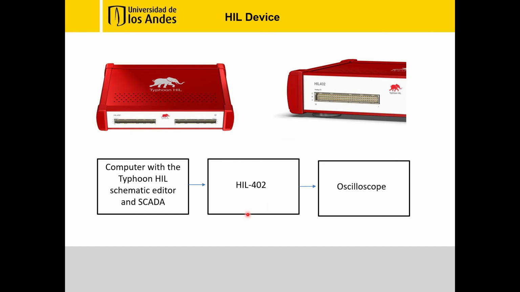Continuing with the oscilloscope testing, this simple block diagram shows the connections made. This setup consists of a computer with the Typhoon Hill software outputting the algorithm and the complete system to be processed by the Hill 402, which is a hardware in the loop system, and then again outputted to the oscilloscope to visualize the final sine wave and see its frequency. This is a simple connection.